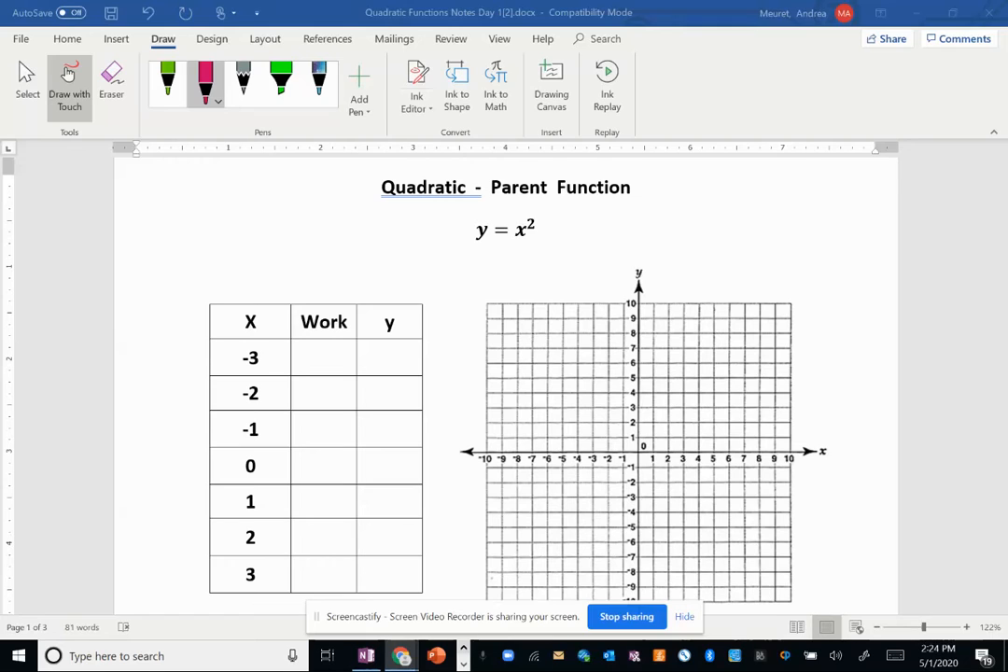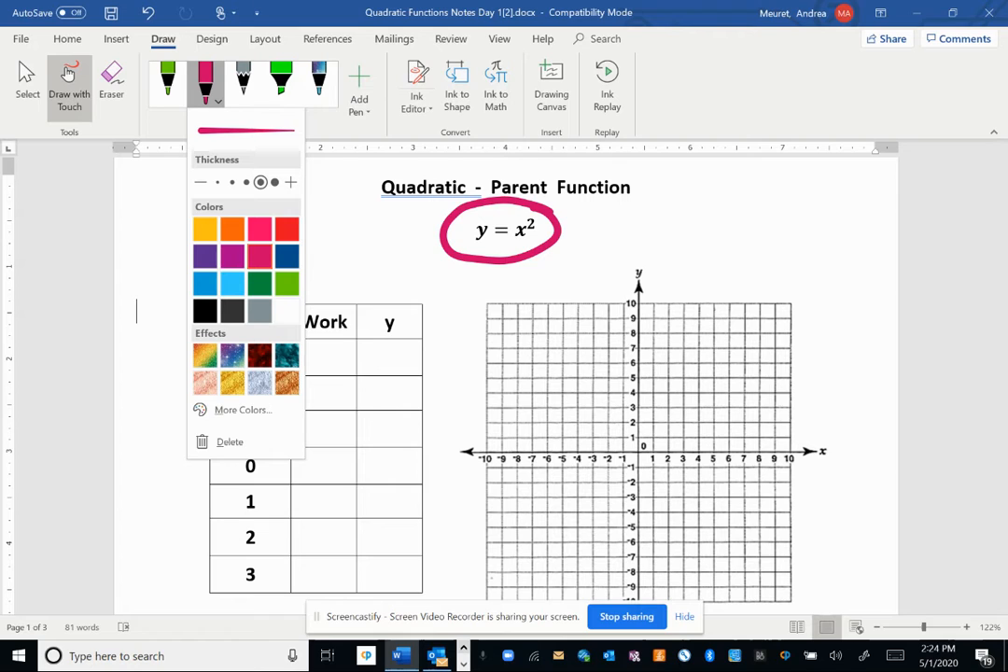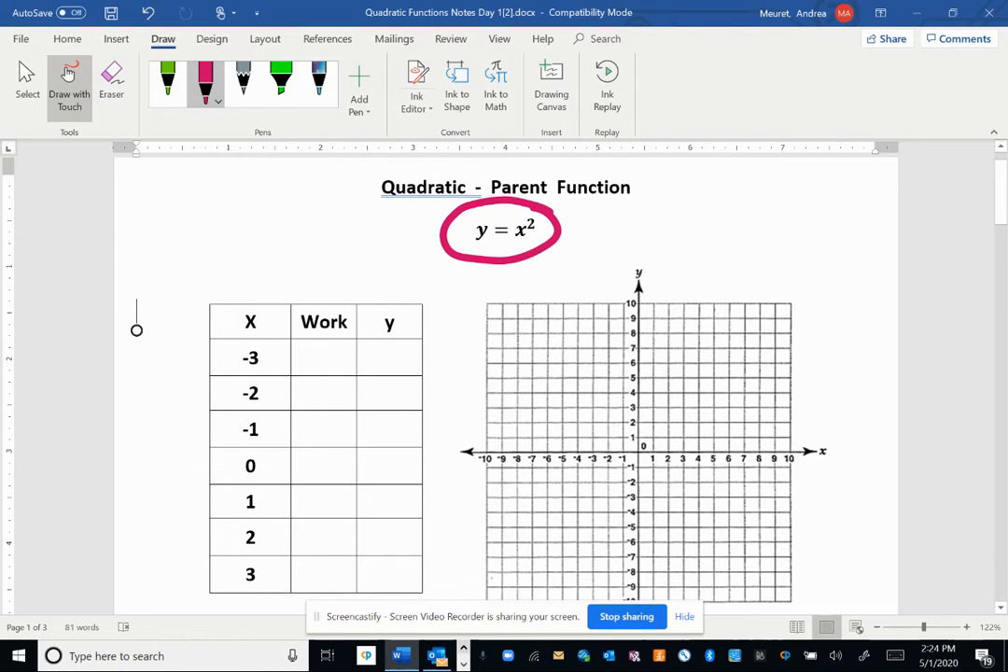Hi, this is Mrs. Moret with a video about quadratic functions and in particular, the parent function y equals x squared is the parent function for a quadratic. So a quadratic is any equation that has that x squared term in it, and it has a particular shape that we'll find when we figure out these values.